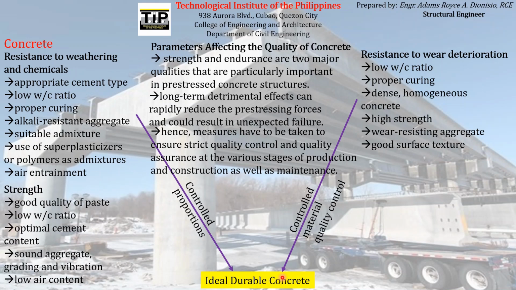Another quality that our concrete must possess to be ideal or durable is it must possess the required strength. So how can we achieve that strength? We must have a good quality of base, low water cement ratio, optimal cement content, sound aggregate, grading and vibration, and low air content. So if we have these things together with controlled placing and curing, we can ensure that the required strength will be present in our concrete, thereby producing ideal and durable concrete.